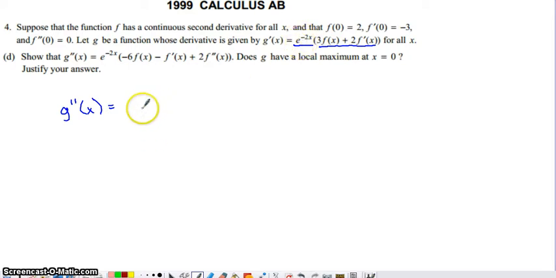So the derivative of an exponential is going to be the same exponential, and then because we have more than just an x in this exponent, we're going to have to finish a little chain rule and multiply by the derivative of the inner function that we see in this exponent. So here's the derivative of the first function times the original second function, which would be 3f of x plus 2f prime of x.